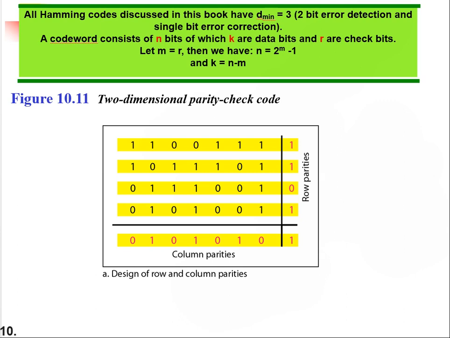Coming to the Hamming code, all Hamming codes discussed in this book have a d-minimum equal to 3, 2-bit error detection, and single bit error correction, because mostly we have more than 1-bit error. That's why d-minimum will be 3, with 2-bit error detection and 1-bit error correction. A code will consist of n bits, with k data bits and check bits.